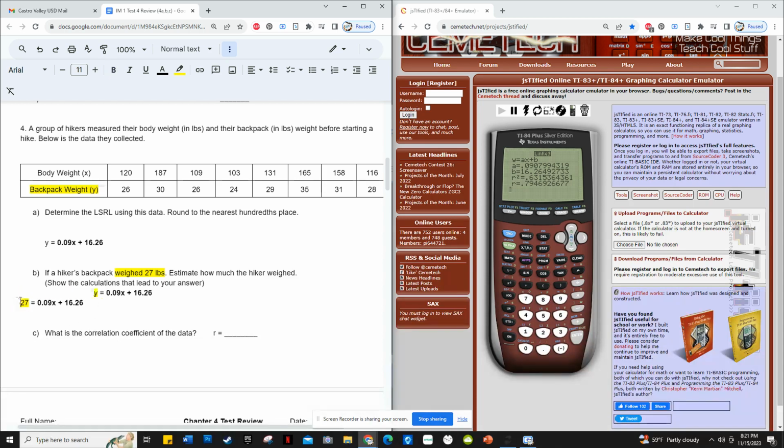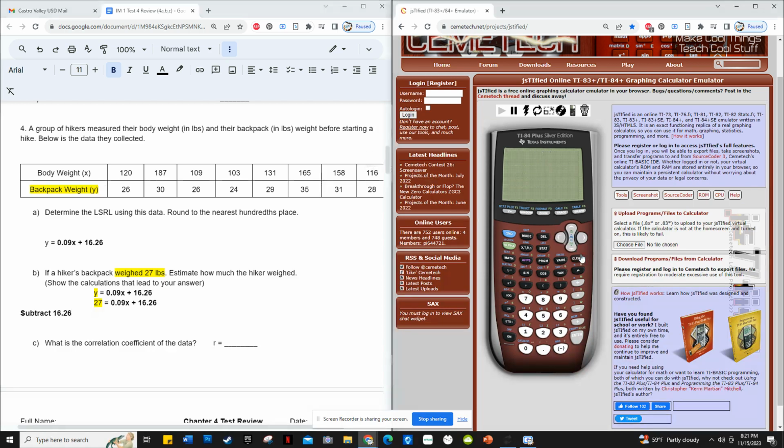Our first step is, how do I solve for X? My first step is to subtract 16.26 from both sides. When I do that, what do I get? Let's see, using our calculator. 27 minus 16.26 gives us 10.74.